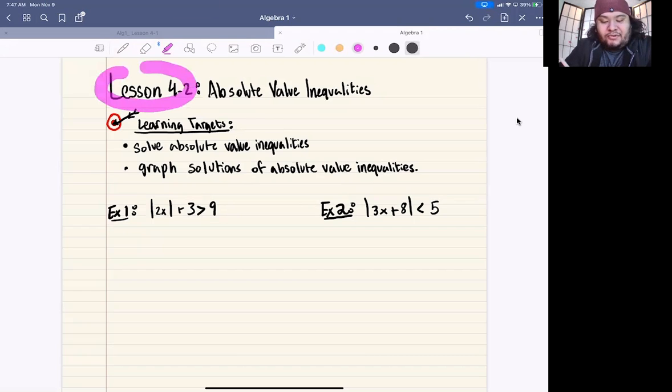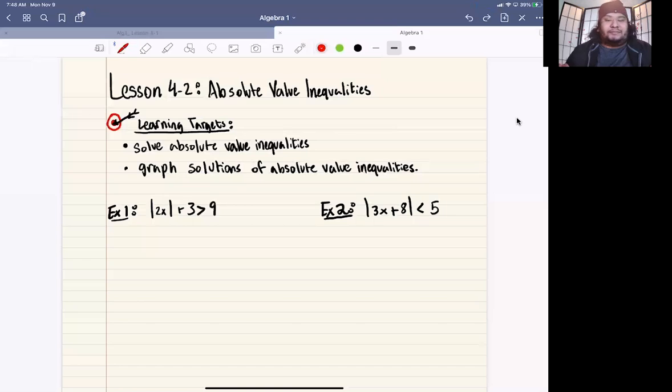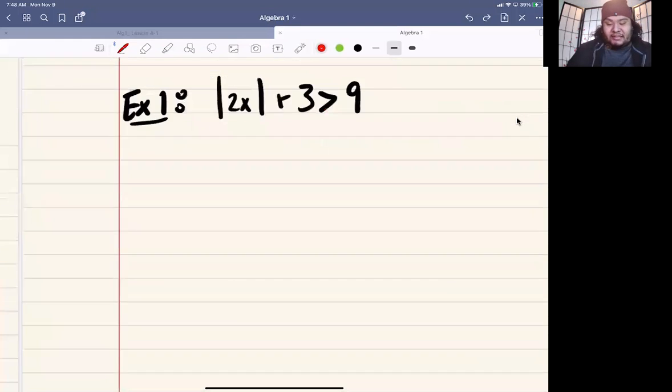Today we're going to be covering lesson 4-2, absolute value equations. I said Algebra 2 earlier, but I meant Algebra 1. Our learning targets for today are to solve absolute value inequalities as well as graph solutions of absolute value inequalities. Something pretty straightforward that I can tell you is if you already know how to solve absolute value equations, then there should be no problem for you. It's just going to be adding an extra step, okay? So if you remember from the previous section, we're going to work on this one.